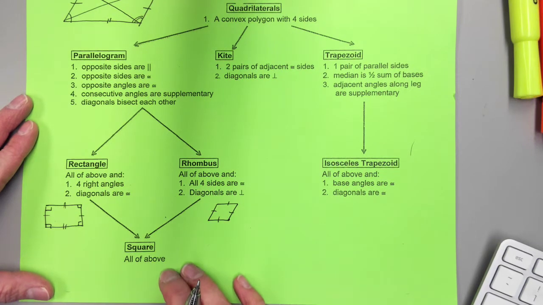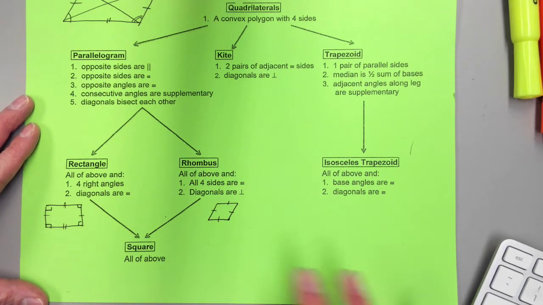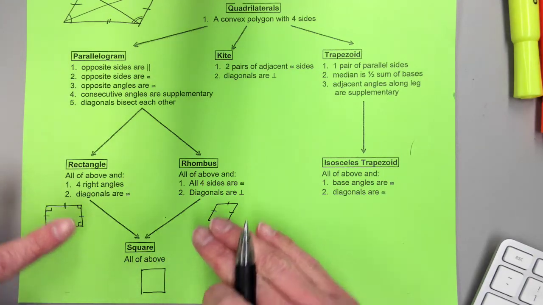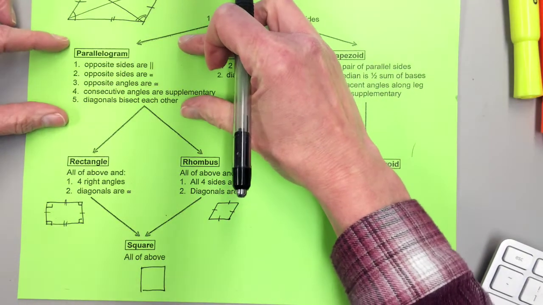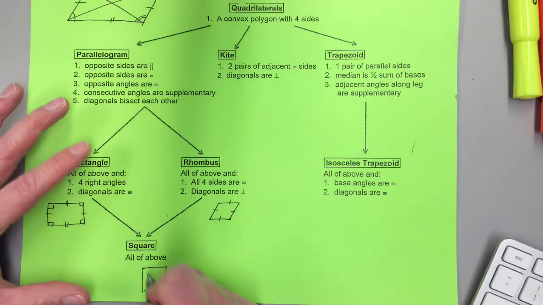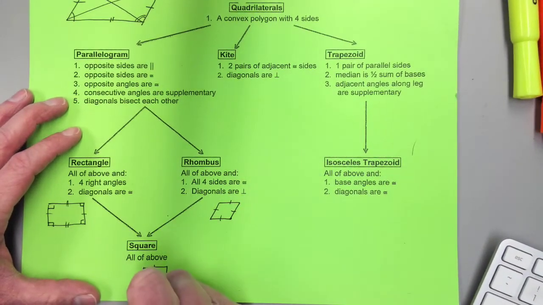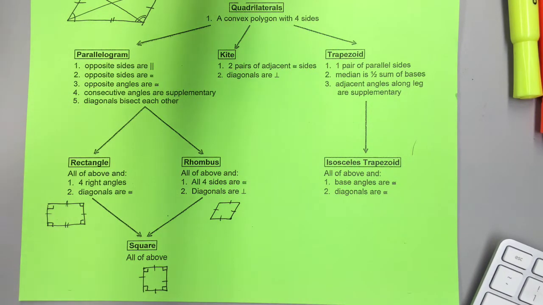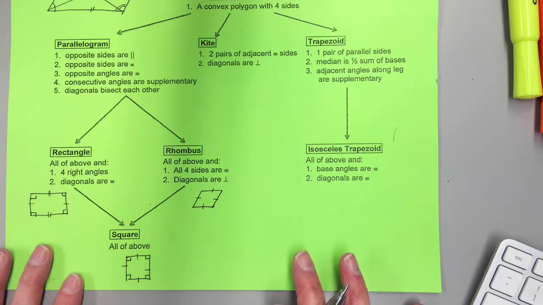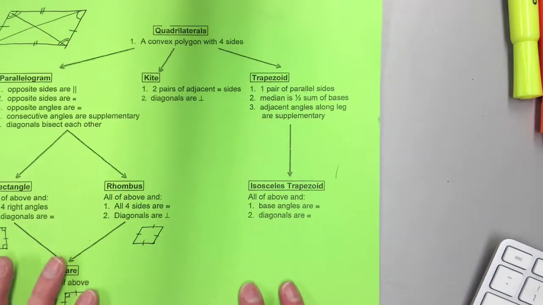Now the square. The square is like the most specific of them all. The square has to fit all of the requirements that come above it. Everything about a parallelogram, everything about a rectangle, everything about a rhombus. So the square is going to have 4 congruent sides. It's going to have 4 right angles, and everything else that we're going to talk about a little bit later. So don't stress, just getting some pictures in our brain and on our paper.